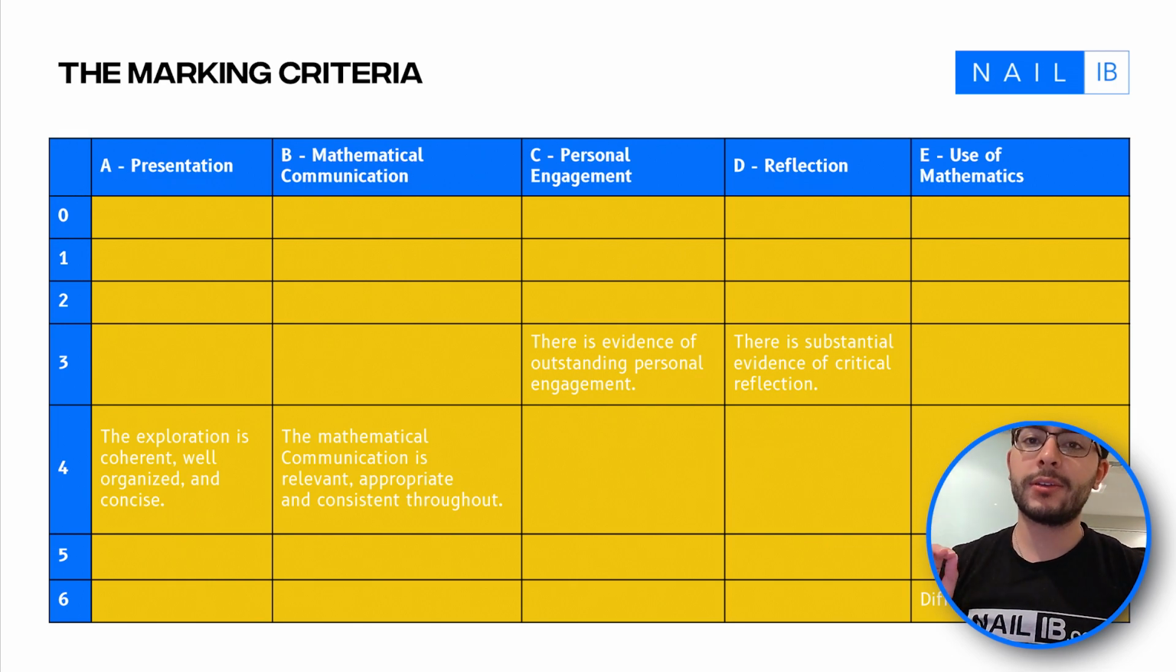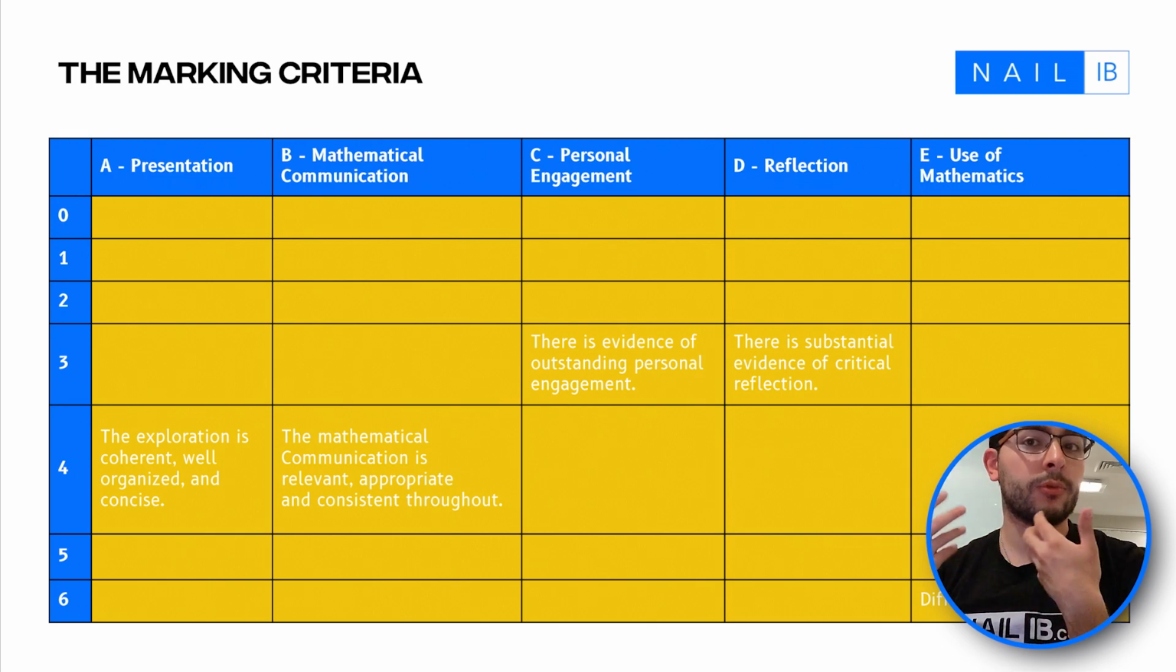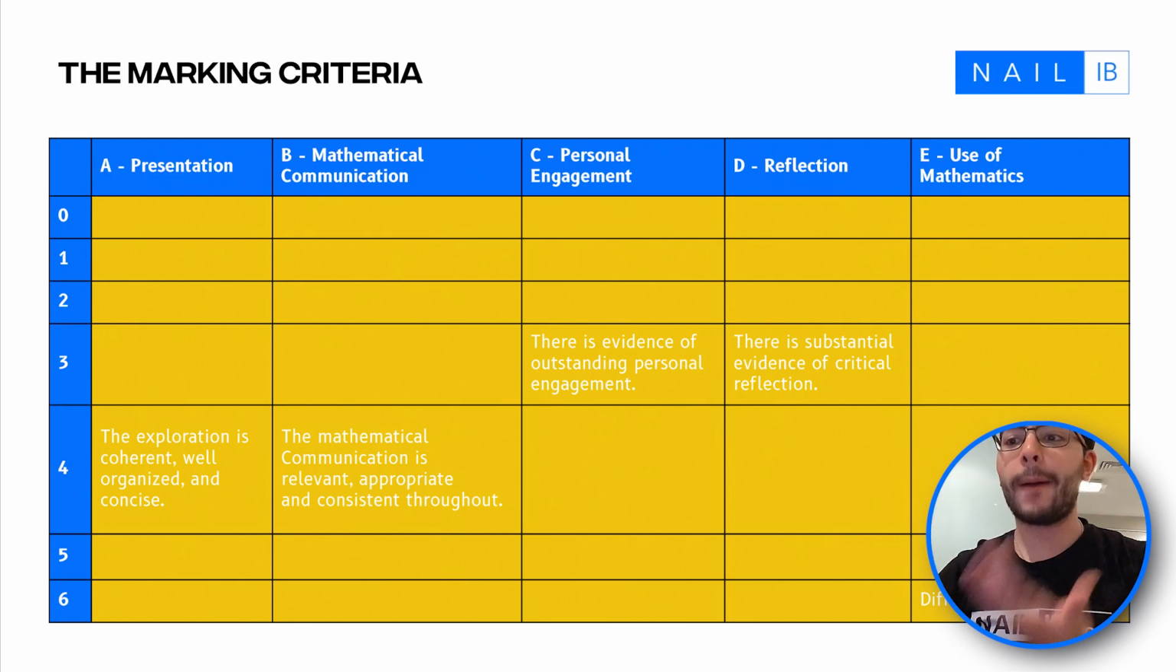Now, the only top criterion I did not properly include was for the use of mathematics, and that is because it is different for SL and HL level, and I'll go through what their actual top criteria is a bit later on. So this is just a summary slide for you to refer back to if you wanted to, but I'm going to go through each of these separate criteria step by step to discuss how you can get that top mark.